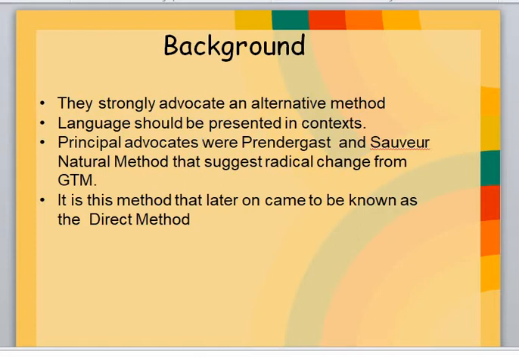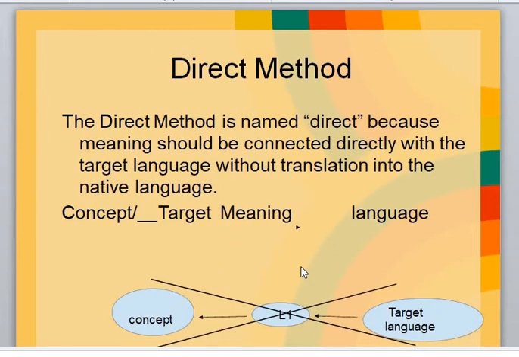Prendergast and Xavier were the major persons who advocated the concept of the natural method or direct method of teaching, because they were against the grammar translation method. It is this method that later on came to be known as the direct method, which is also called the natural method of teaching English language.